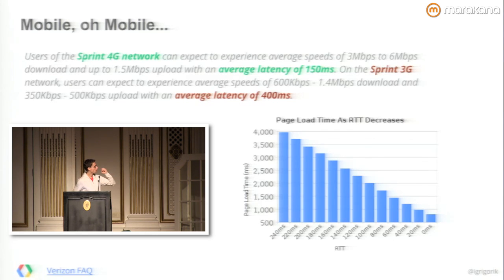So this is a snippet I took from the Sprint FAQ, right? They're telling you that on the 4G network, you should expect average latency of 150 milliseconds. So if you're one of these early adopters who went out and got the new 4G, that's what you're going to get. If you're on the 3G network, you're going to expect latency of 400 milliseconds. Right? This is pretty brutal. Think back to the fiber at home with 18 milliseconds. You're getting 10x difference basically on your mobile phone, or worse.